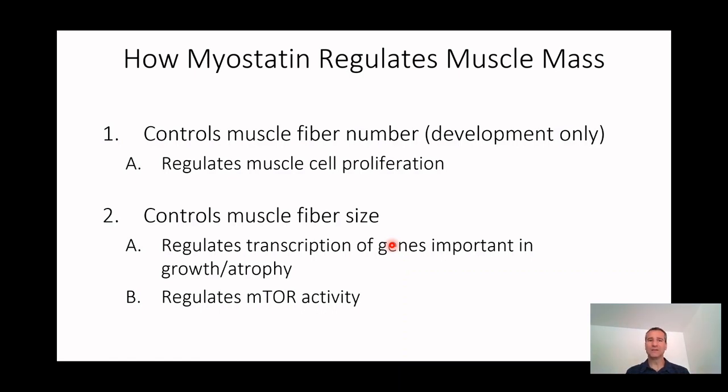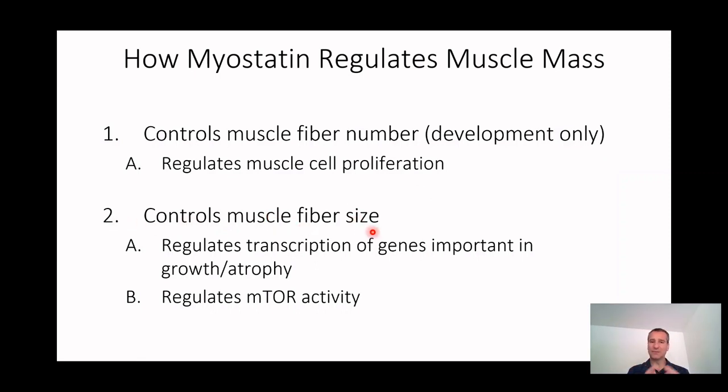So the way that this works is essentially that myostatin controls fiber number, but that only happens in development. So if you are lacking myostatin in utero, your muscle cells continue to proliferate much longer than an average or a non-mutated or a non-knockout individual, and you get many, many more muscle cells, and so you've got more muscle cells when you're born. And then after you're born, myostatin controls muscle fiber size.